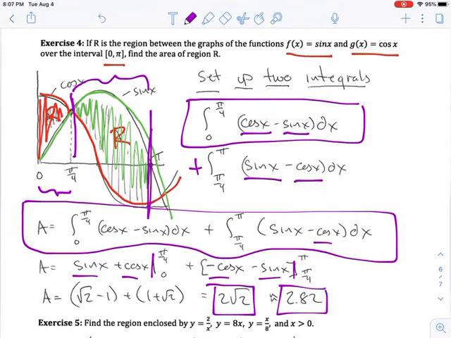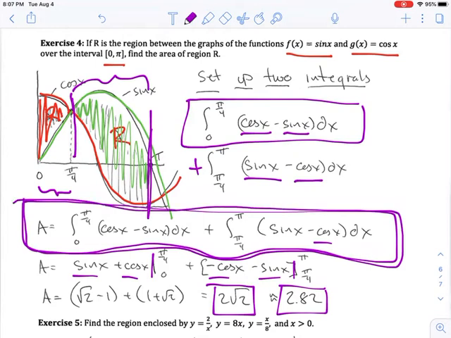Now, you can go through and use Desmos once again to check these. So just like I showed you in the very first video, set up this entire integration problem in Desmos and see what you get. And it will give you a decimal answer of 2.82. I'm not going to go through and do that again in this video. If you have any questions about how to do this in Desmos, let me know, and I can do another video on just setting up an integral in Desmos.